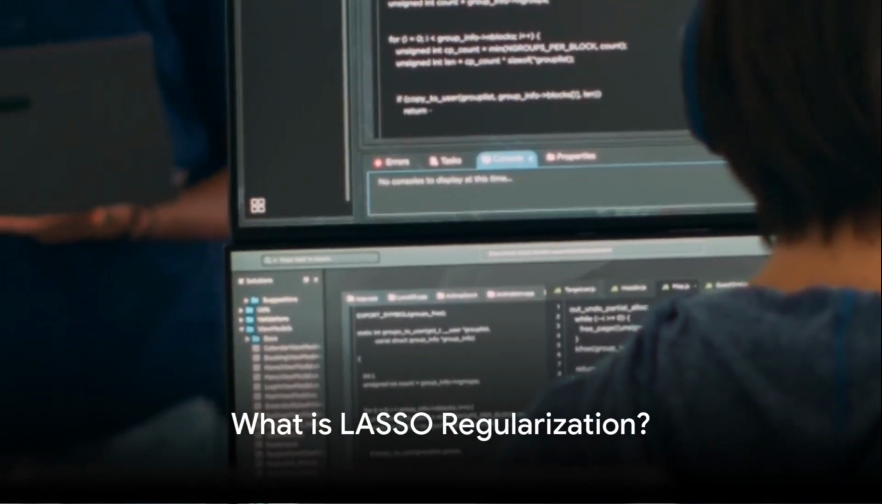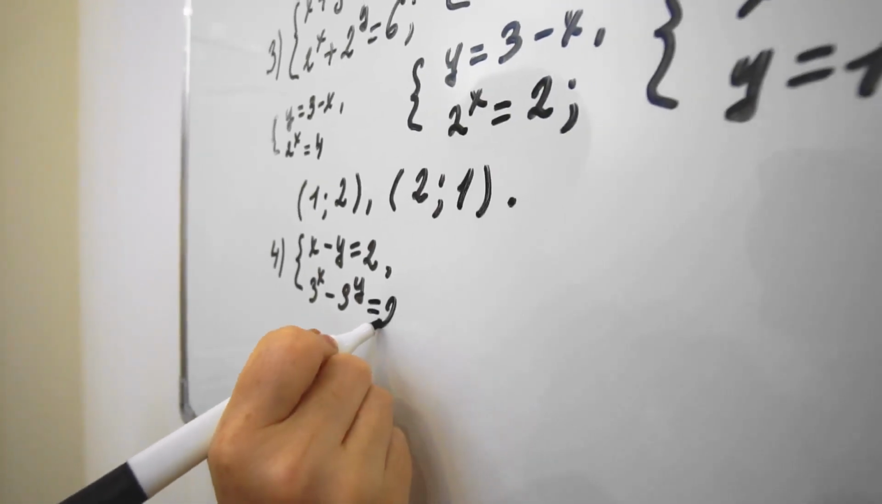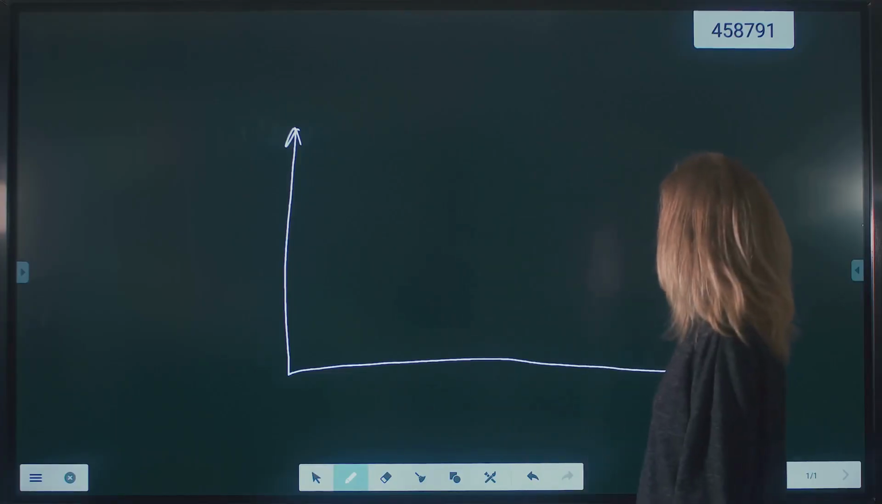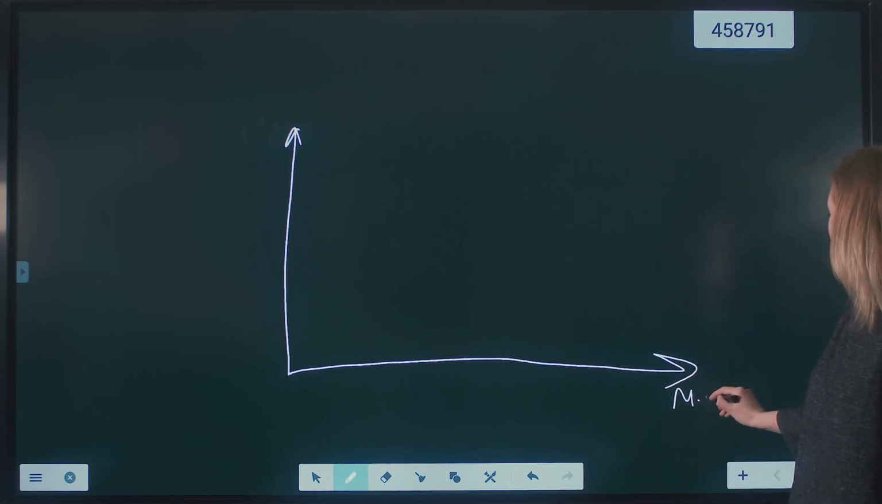So, what exactly is lasso regularization? It stands for least absolute shrinkage and selection operator. This somewhat verbose name gives a hint about its function. It shrinks the data, and it selects the most important features all in one neat package.